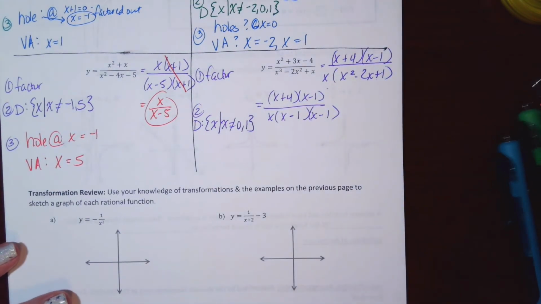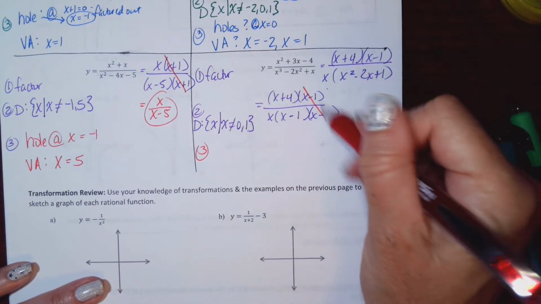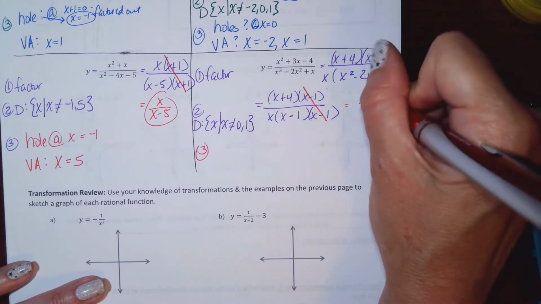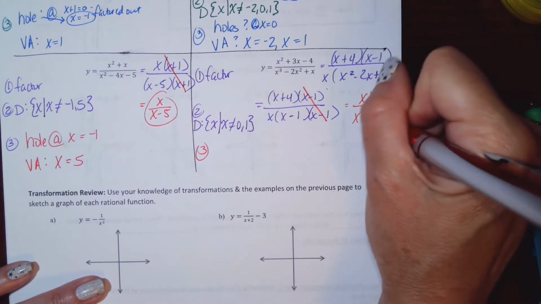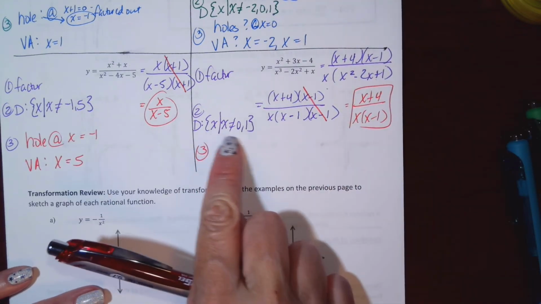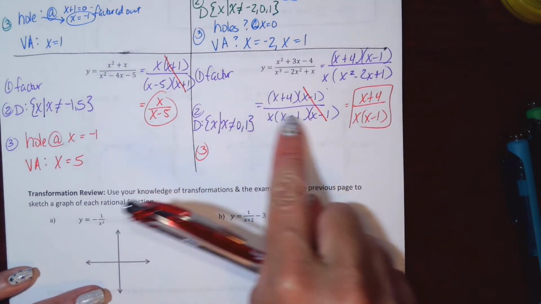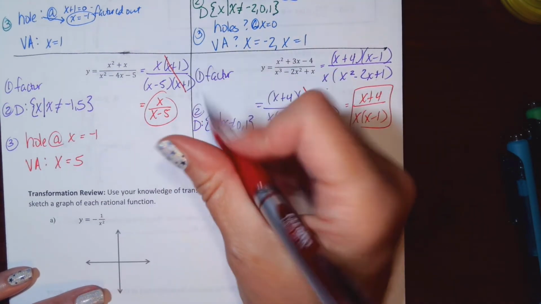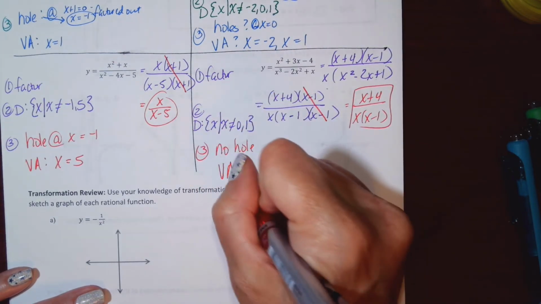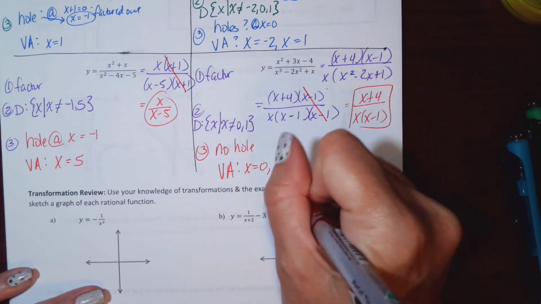Now the last step is going to be to simplify. One of those factors cancels out. So my function in lowest terms is x plus 4 over x times x minus 1. I still have both of these values represented in my denominator. So even though my function was not in lowest terms, I don't have a hole in the graph. I have a vertical asymptote at both x equals 0 and x equals 1.